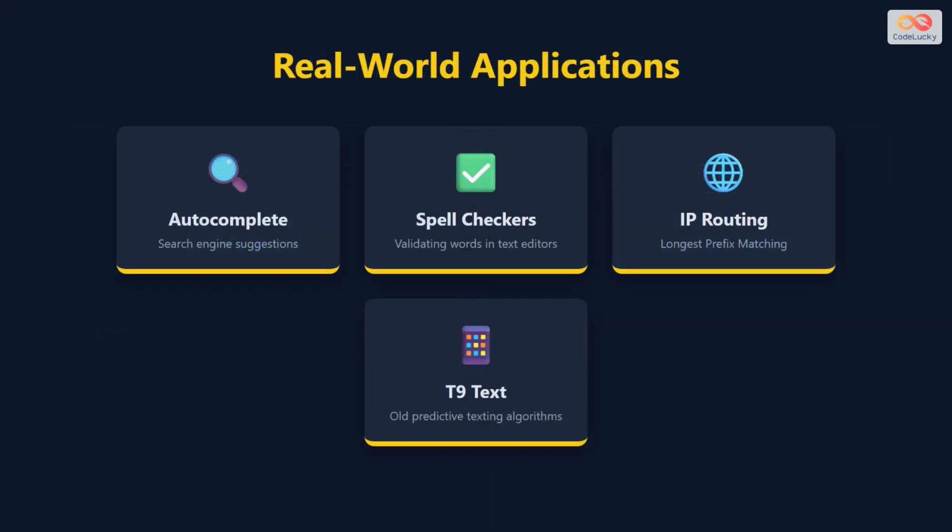Where is this used? Everywhere. From the autocomplete on your phone and Google search to spell checkers in your word processor. It is also used in networking for IP routing. Anytime you need to match prefixes quickly, a trie is usually the answer.